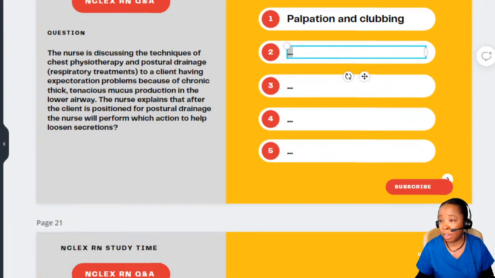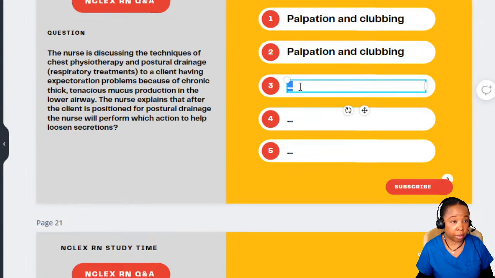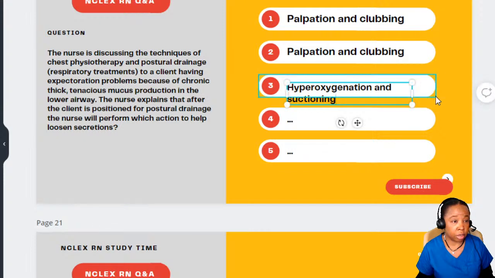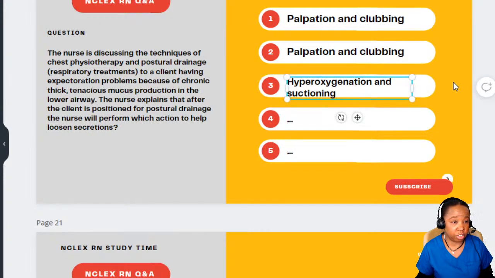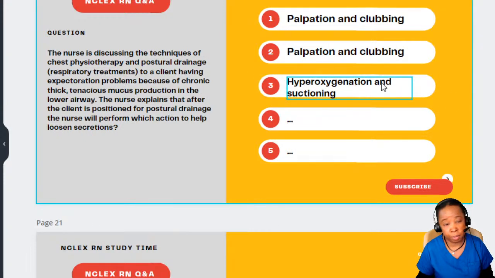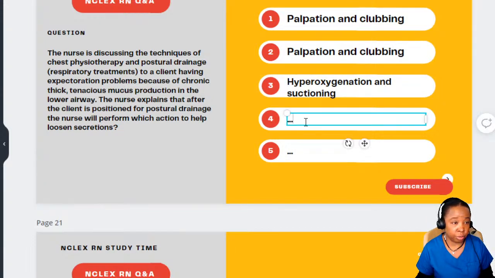And then the second one is percussion and clapping. And then the third one is hyperoxygenation and suctioning. Do you think that will facilitate the removal of secretion? Normally, you can hyperoxygenate the patient. Of course, you have to do it before and maybe during and after. Do you think that will facilitate the removal of secretion?